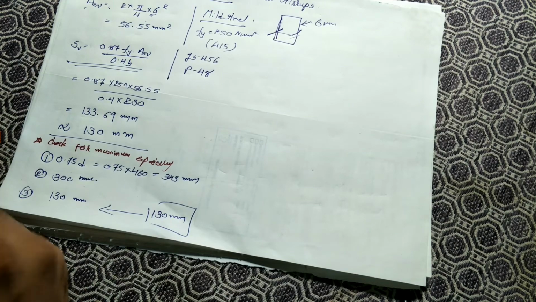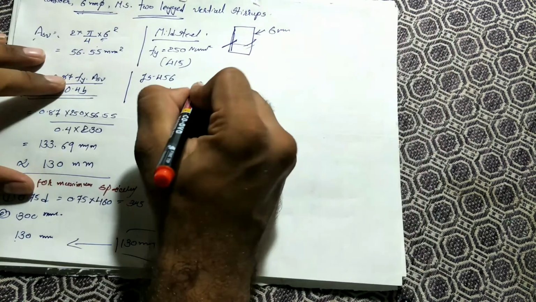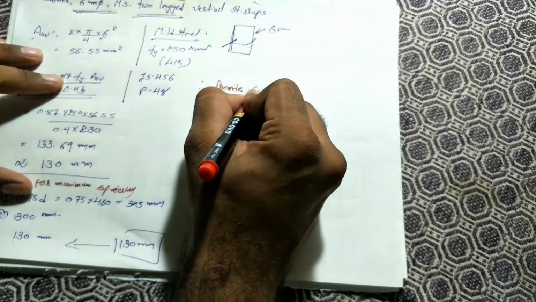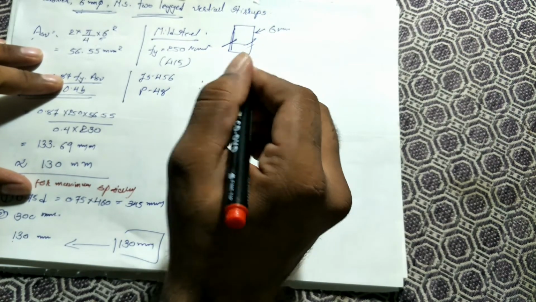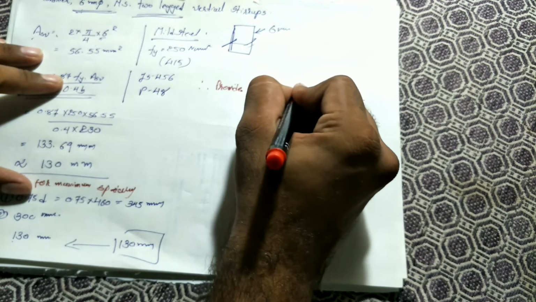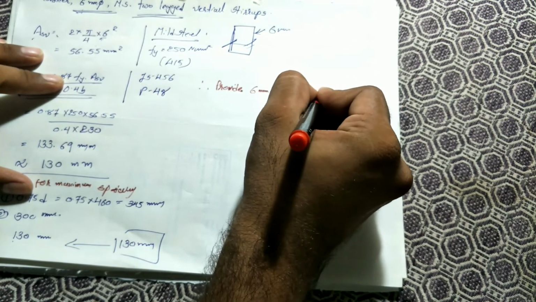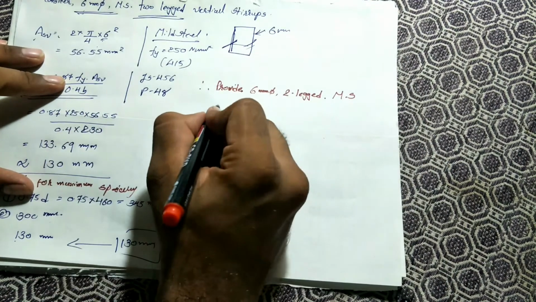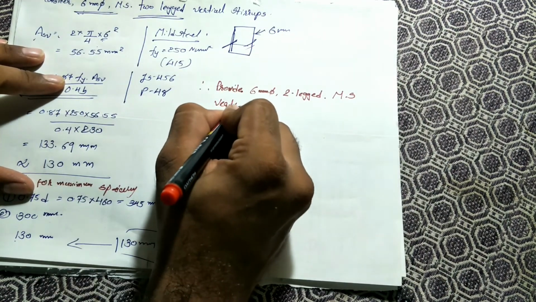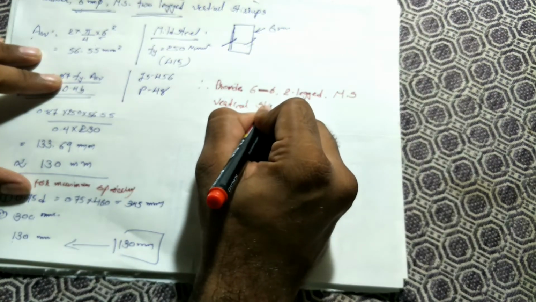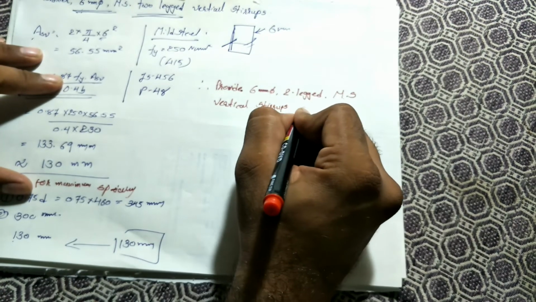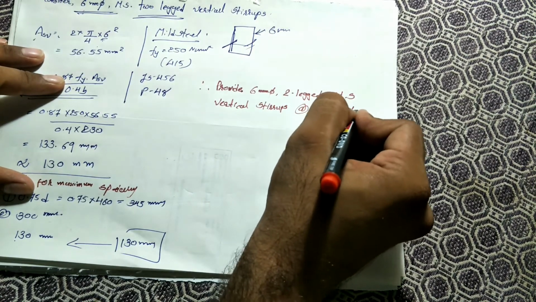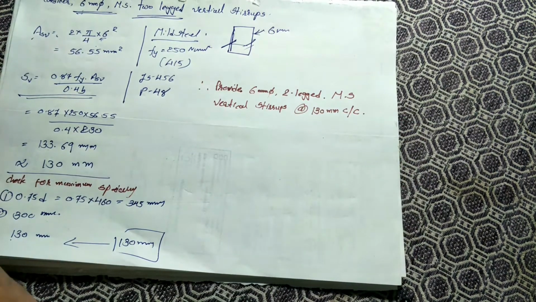So we can write the final answer that therefore provide 6 mm dia, two-legged mild steel vertical stirrups at 130 mm center to center, like this.